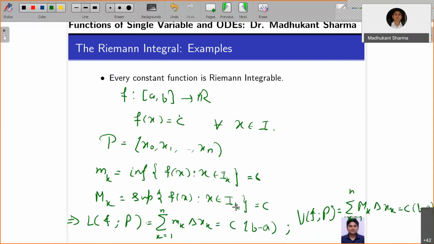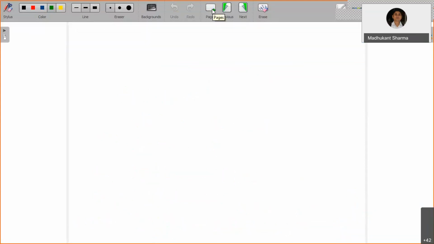So you consider any partition here. The supremum of this set is still c times b minus a. Similarly, the infimum of this set is still c times b minus a. Both are equal, so these are Riemann integrable.